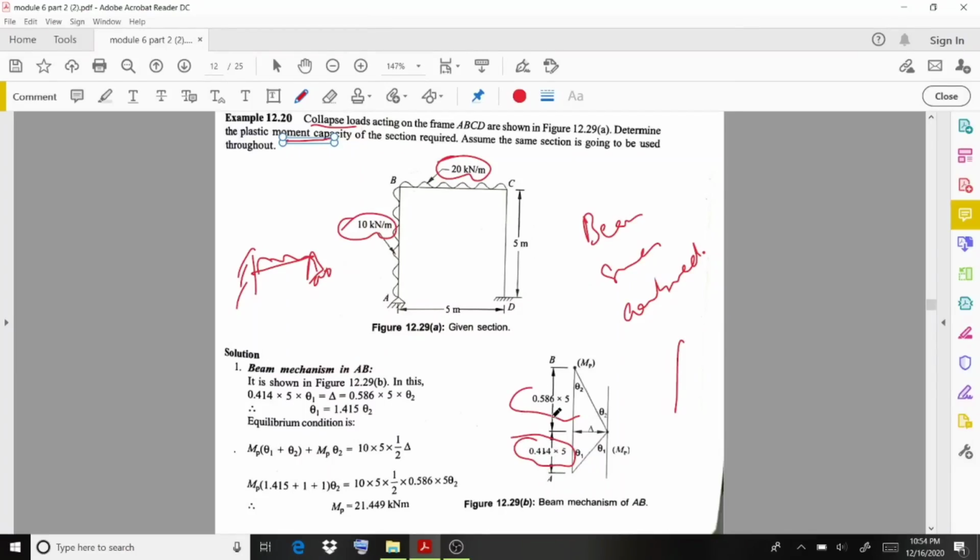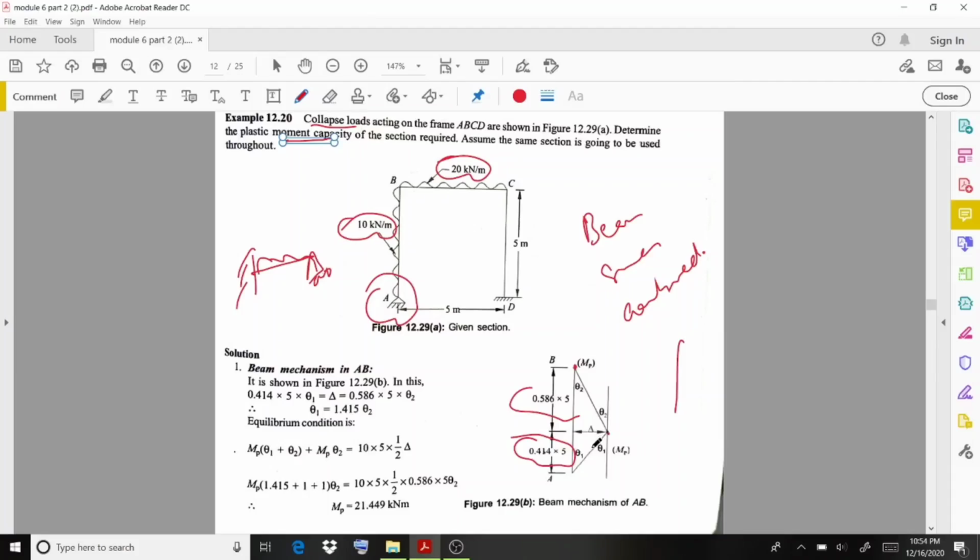Once again, in this case you are considering this AB portion, and it acts as a propped cantilever portion. If a UDL is acting, the plastic hinge will form at a distance of 0.414 L from the simply supported end. You can represent that by this: at this point there will be a hinge Mp, and at this point also there will be an Mp hinge forming. This is a simply supported end, and no hinge will form at that support.